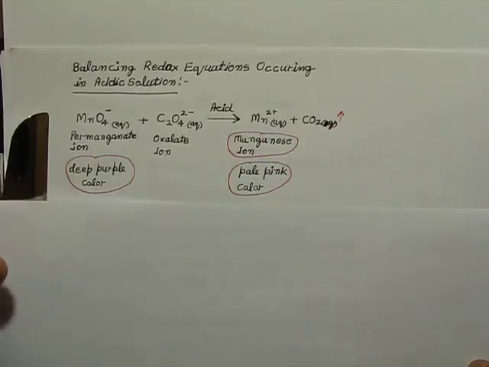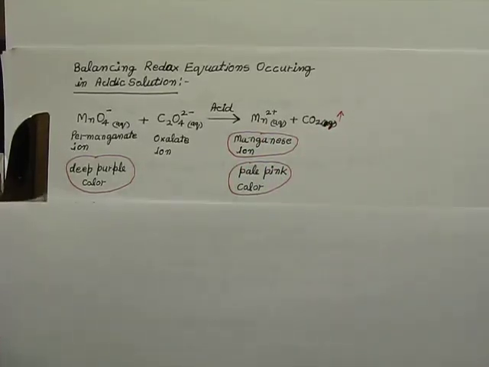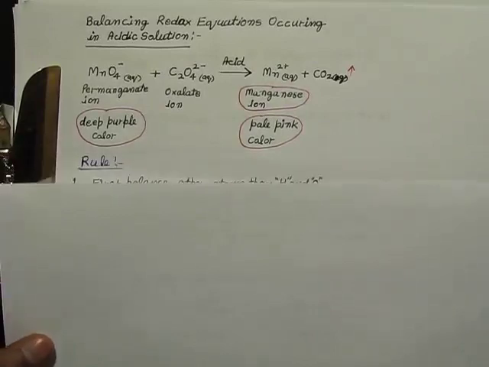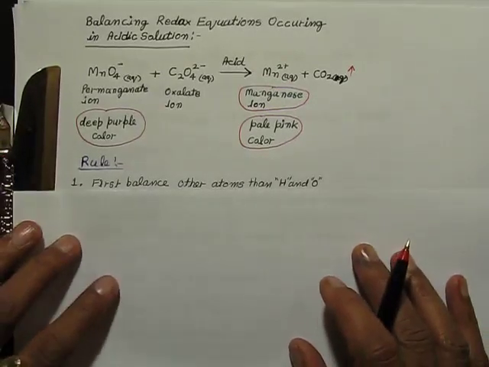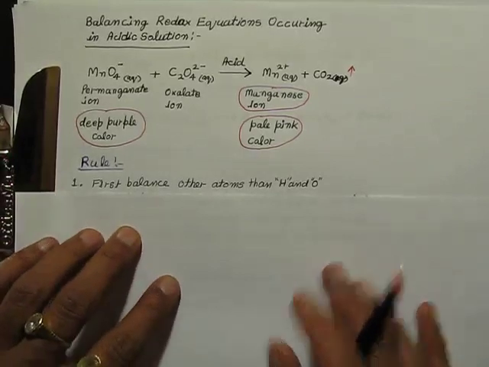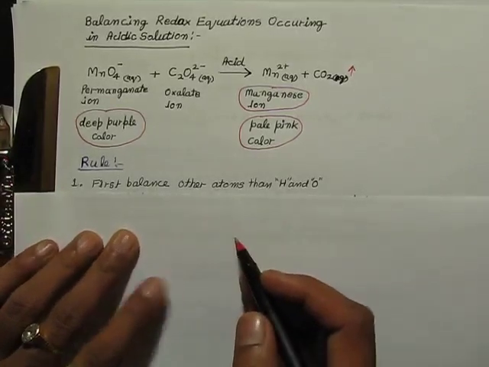So we have to balance this reaction, and we have to use some rules. There are 4 rules we will use. There are mainly 4 rules we have to follow to balance this type of reaction.